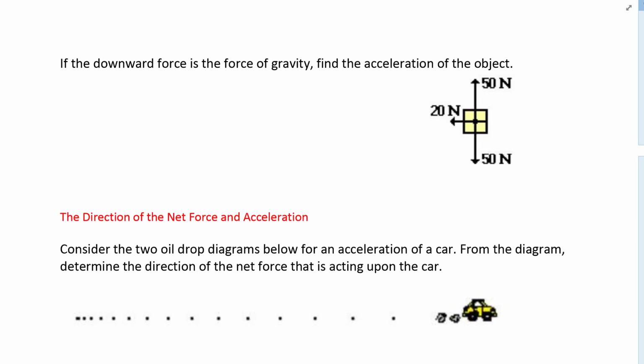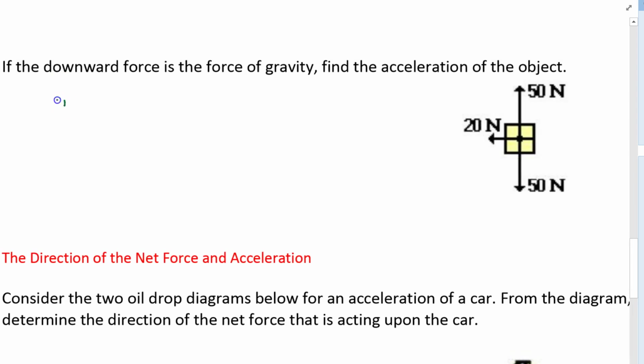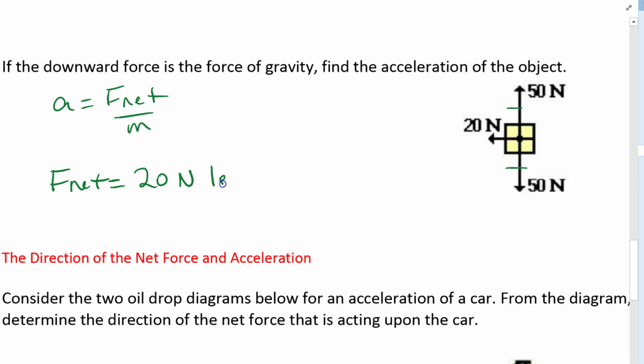If the downward force is the force of gravity, find the acceleration of the object. Well, if we have a equals Fnet over m, so first of all, Fnet is the sum of all those forces. So it seems to me that the force upwards and the force downwards are canceling each other out. So really, I've got a net force of 20 newtons left. I am almost there, but now I need to know what the mass is. And they don't tell me what the mass is.